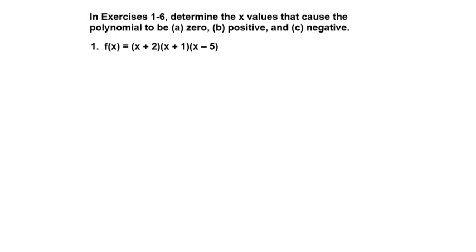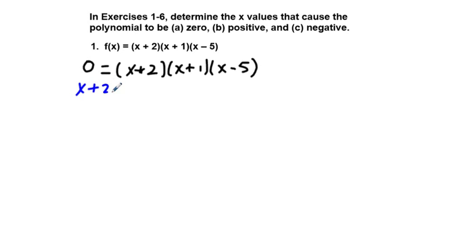To find where this function is 0, we set the function equal to 0. So we say 0 equals the quantity x plus 2 times the quantity x plus 1 times the quantity x minus 5. Solving each of these factors for 0, x plus 2 equals 0, so our zero is x equals negative 2.